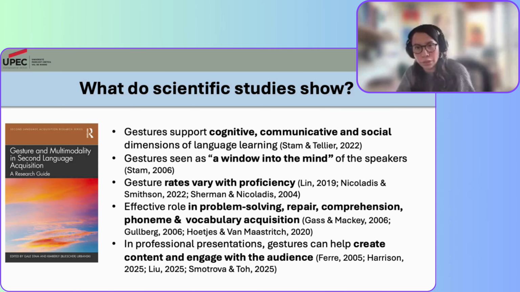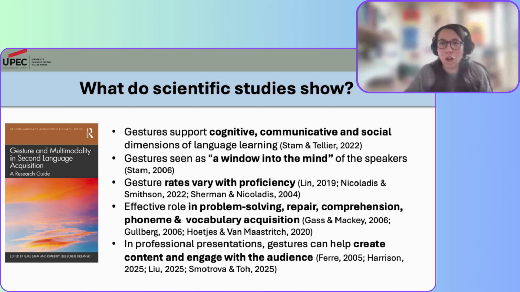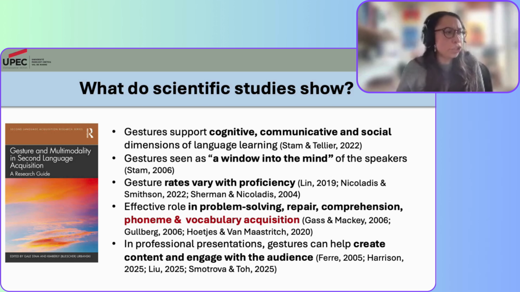So there's also lots of studies on pedagogical gestures and gestures produced by instructors, but that will not be the topic of this talk. There's also this field that looks at teachers and pedagogical gestures. It's also very interesting, and it is also very helpful for learners and learning. And so I'd just like to look at how gestures could help in phoneme and vocabulary acquisition.